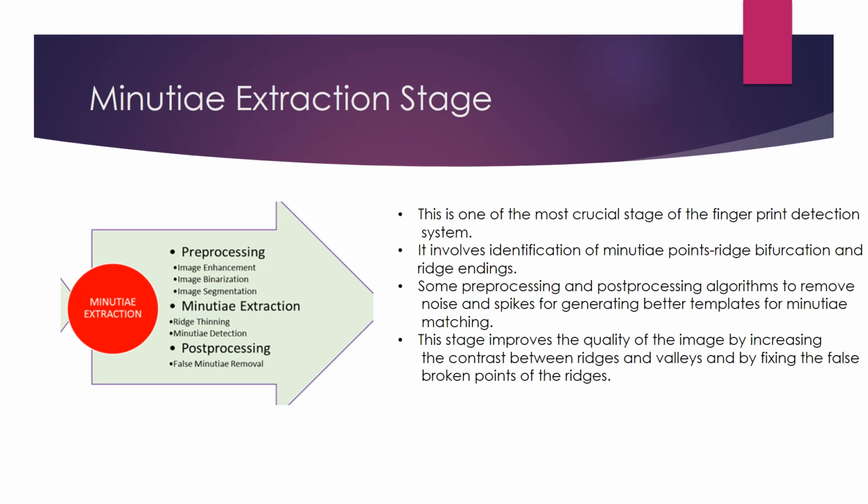Next stage is the minutiae extraction stage. The input from the sensor, or the picture of the fingerprint, is then fed to the minutiae extraction stage. This is one of the most crucial stages of the fingerprint detection system. It involves identification of minutiae points, ridge bifurcation, and ridge endings. Some pre-processing and post-processing algorithms to remove noise and spikes for generating a better template for minutiae matching are developed. This stage improves the quality of the image by increasing the contrast between the ridges and the valleys and by fixing the false or broken ridges.